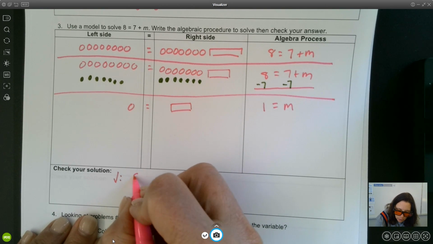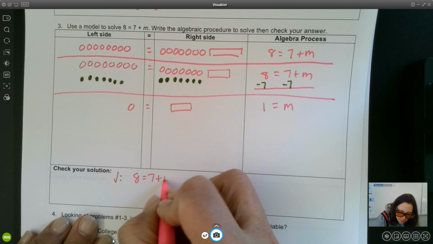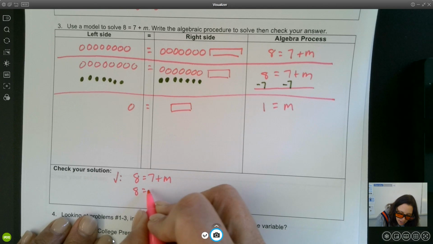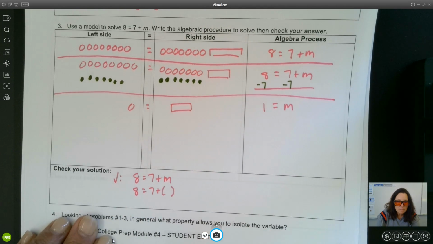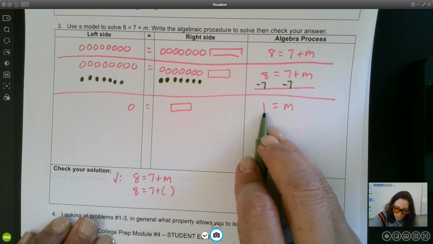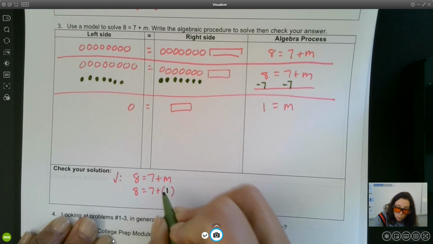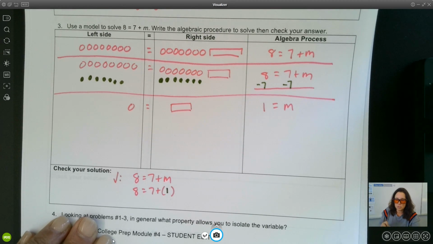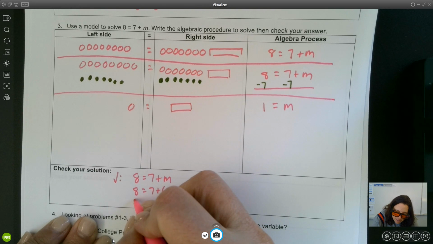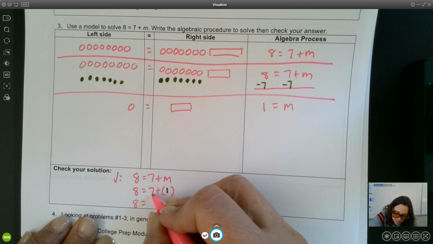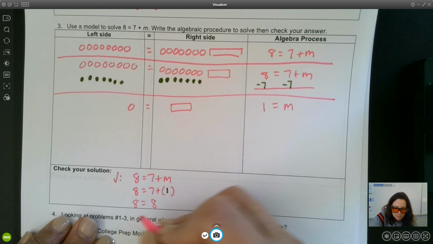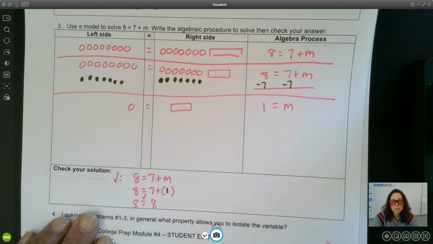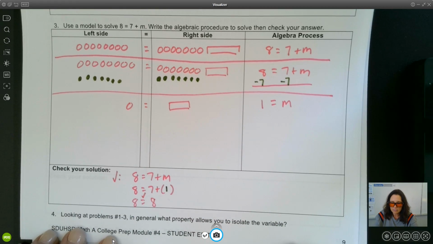For the check, I'm going to rewrite 8 equals 7 plus m. Instead of the m, I've got some parentheses. Tuck in your answer 1 in place of the m. We're substituting that 1 in for m. Now this side's 8. This side, 7 plus 1 is 8. Does 8 equal 8? Yes, it does, so I must have done the problem correctly.